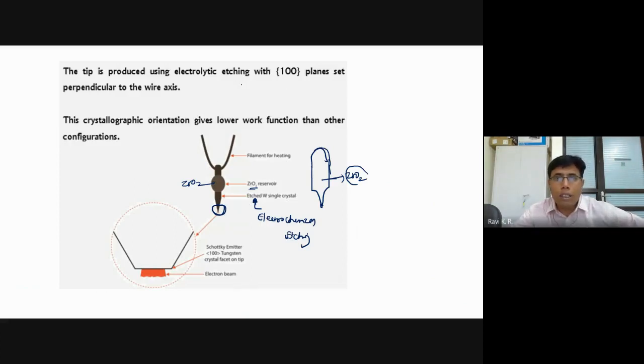So in both cases, we use a single crystal of tungsten, which is oriented in the 110 plane.